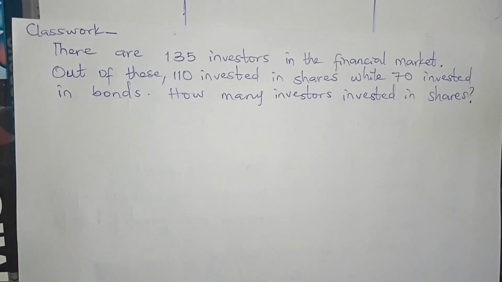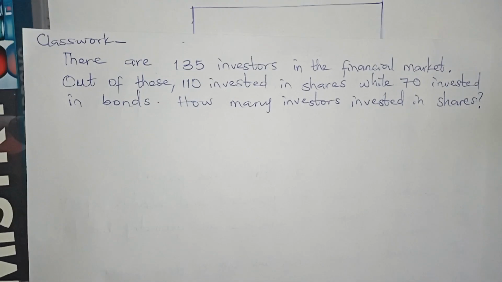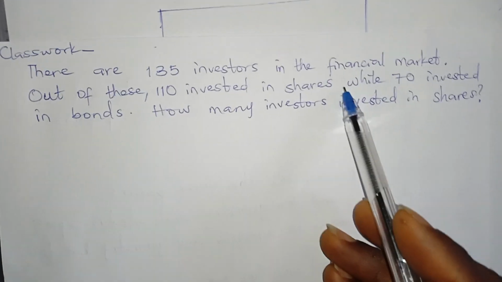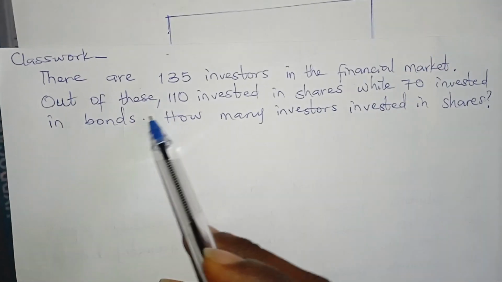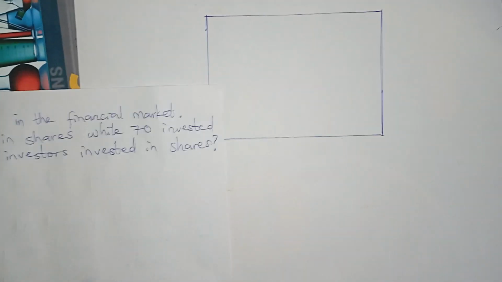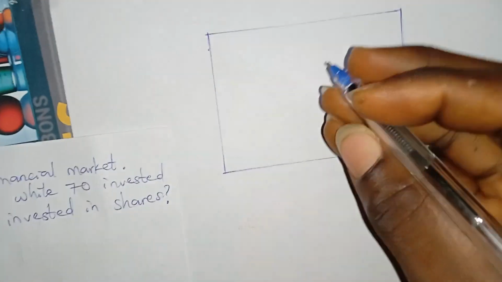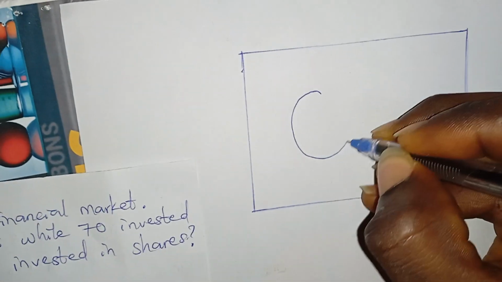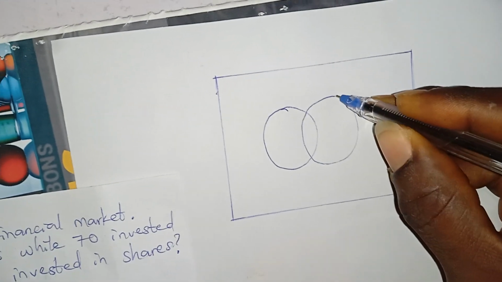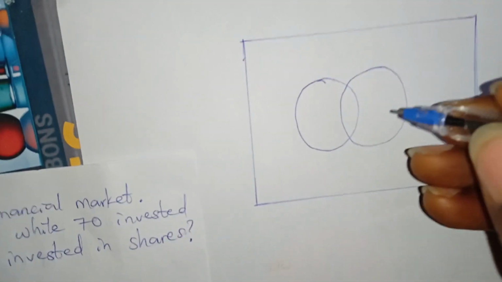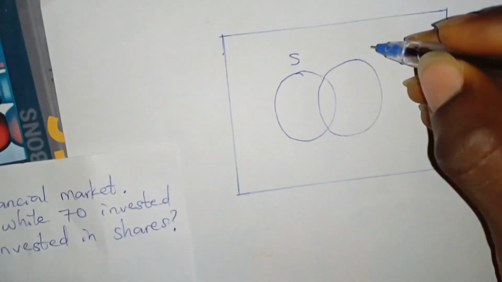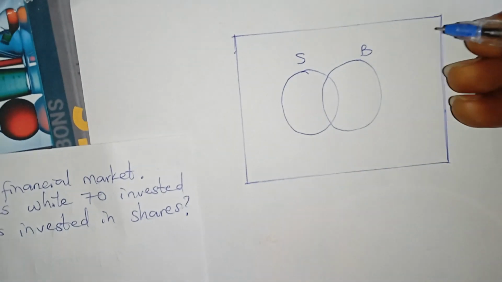Once you see this kind of question, know it's a Venn diagram question. And this type of Venn diagram is called a Venn diagram of two categories, because it's only talking about shares and bonds. It's talking about two things. To solve this, I'll draw two circles. Let one represent the first thing they talked about, which is shares. Let the second one represent the second thing they talked about, which is bonds.